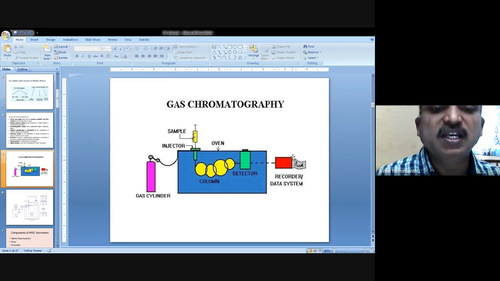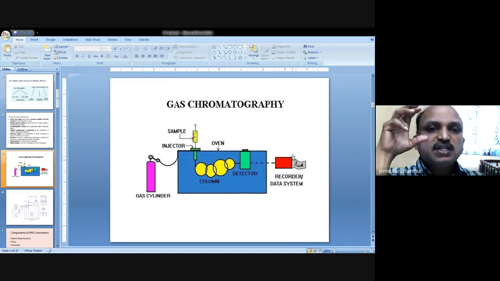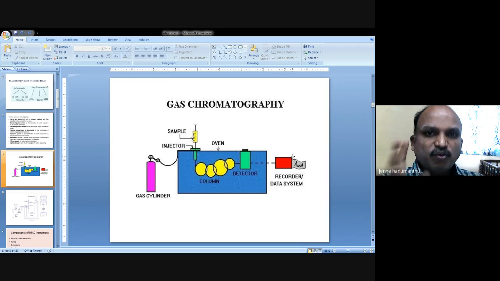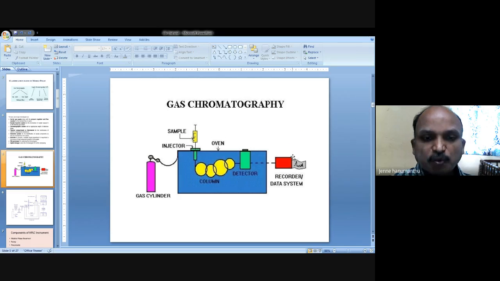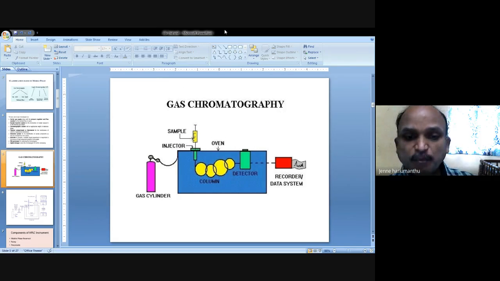You tell me once again, what is chromatography? We want to separate the chemical components in a mixture. How is it possible? It is possible with the chromatography process. Firstly, we see gas chromatography. How does this process go on? First of all, we take this. This is called the mobile phase.